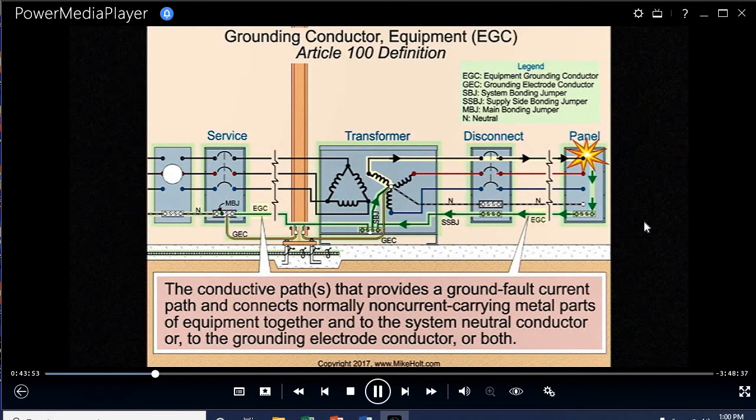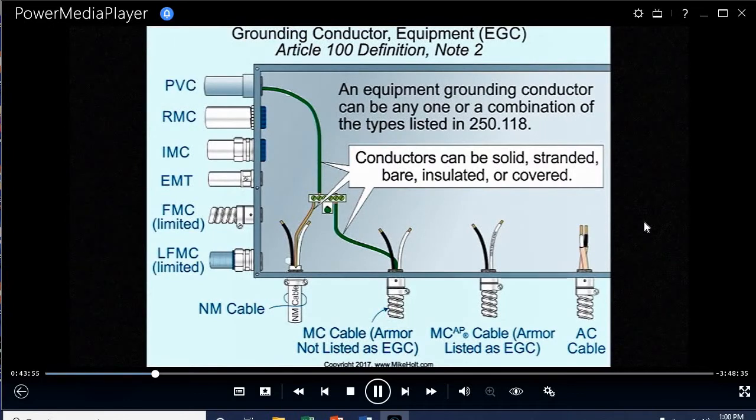Yep. All right, let's talk about, okay, now we know what it looks like as far as in the context of the effective ground fault current path. What is it in reality? Well, you know what? You get PVC, you pull a wire in it. The rigid conduit itself serves as it. The intermediate metal conduit serves as it. The EMT serves as it.